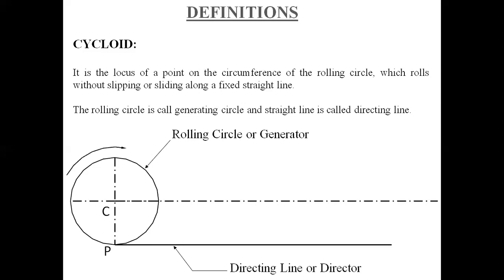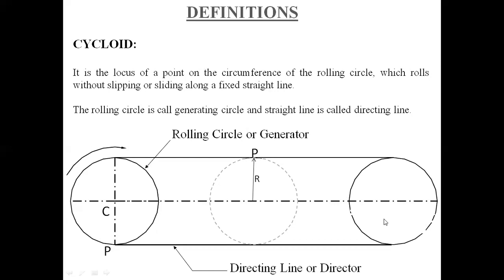Like this, in this direction, our coin or rolling circle rolls on the straight line, or directing line, or director, like this. And this point P is moving in the upward direction. After that, this point P reaches the end of the straight line, meaning the starting point P and ending point P are the same in direction. Now join all these points and we get a smooth curve, that is called cycloid. This blue line is called cycloid.